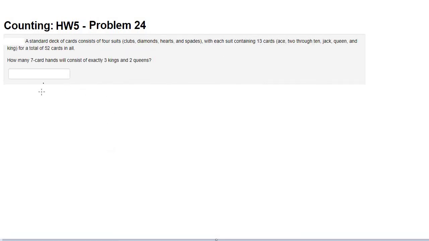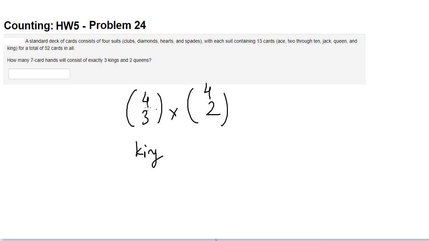Problem number 24. A standard deck of cards consists of 4 suits, with each suit containing 13 cards, for a total of 52 cards in all. How many 7-card hands will consist of exactly 3 kings and 2 queens? So we want exactly 3 kings, and we have 4 kings in a standard deck. So 4 choose 3. First we pick kings, times, then we pick the queens, which is 4 choose 2. We have 4 queens and 4 kings, and that's the none cards.